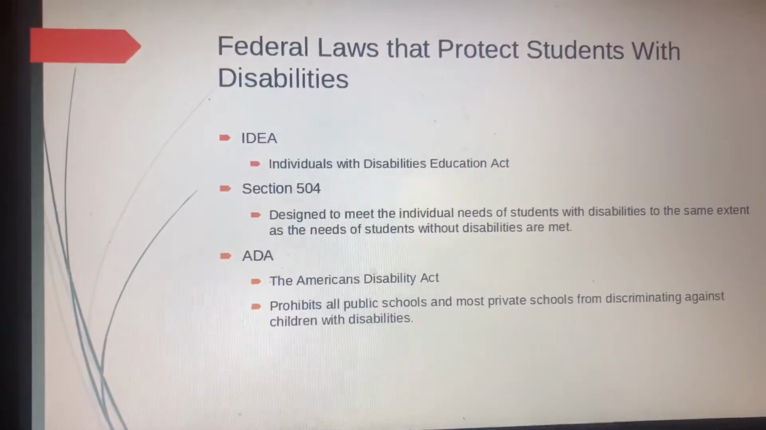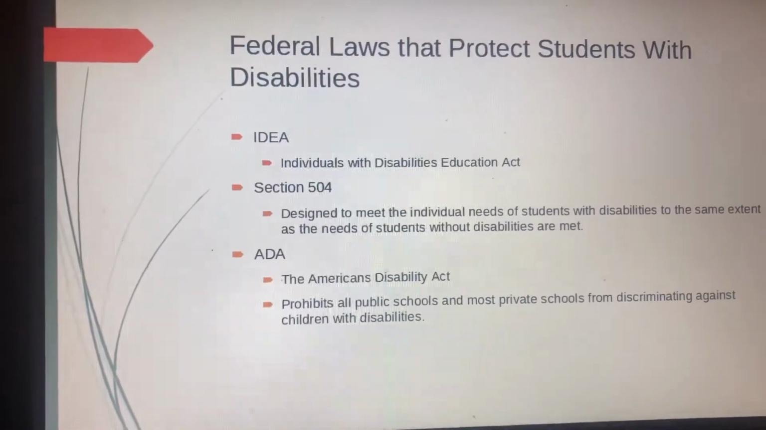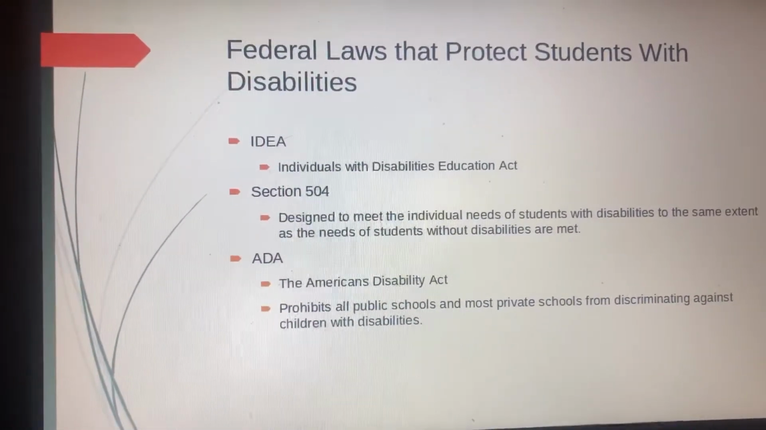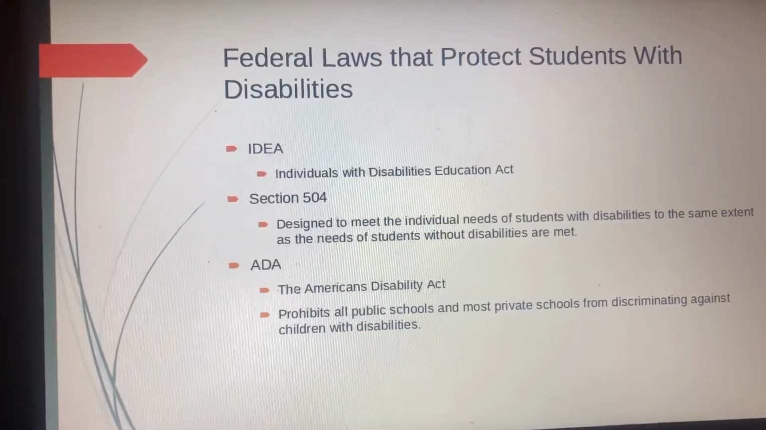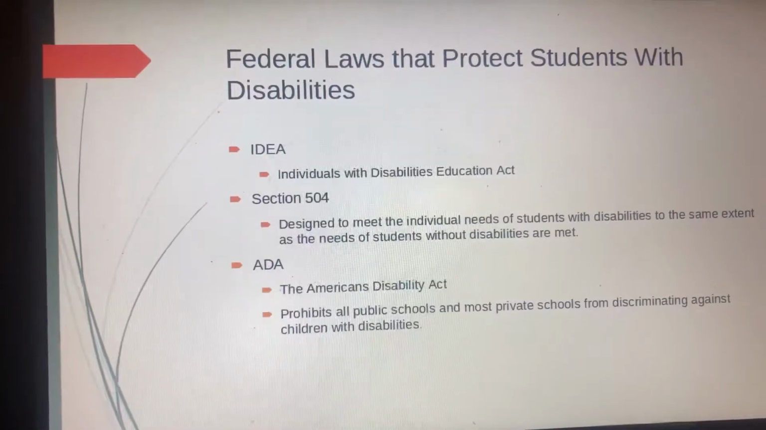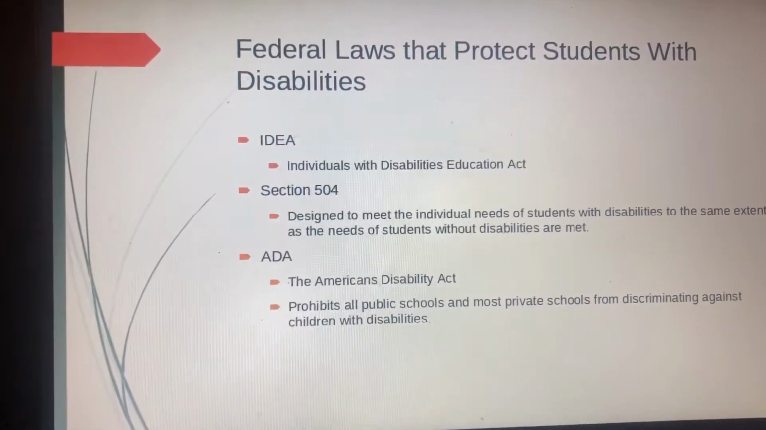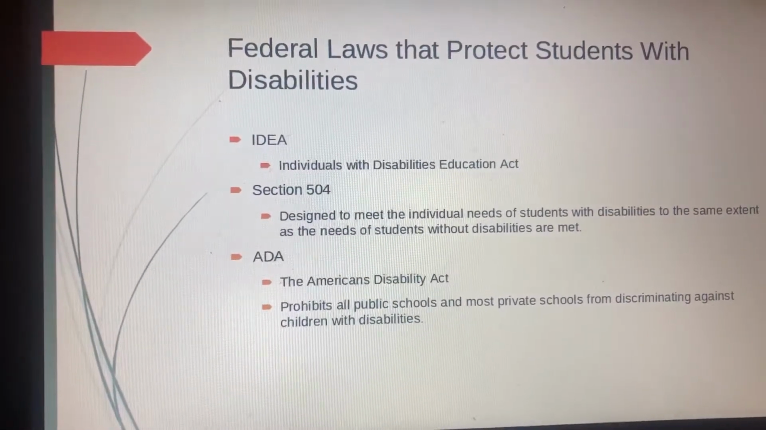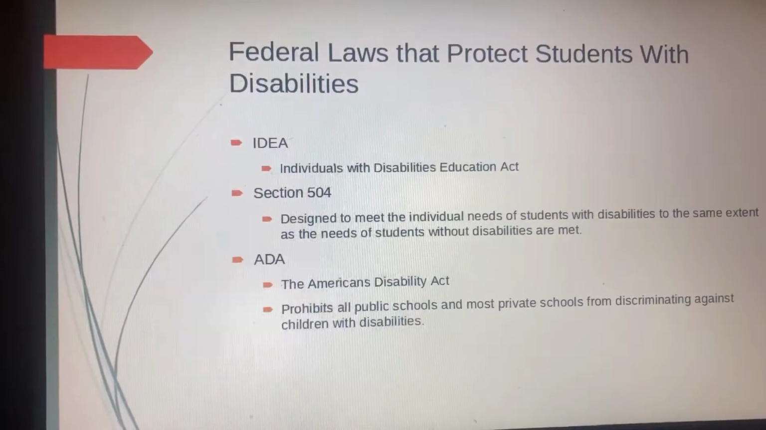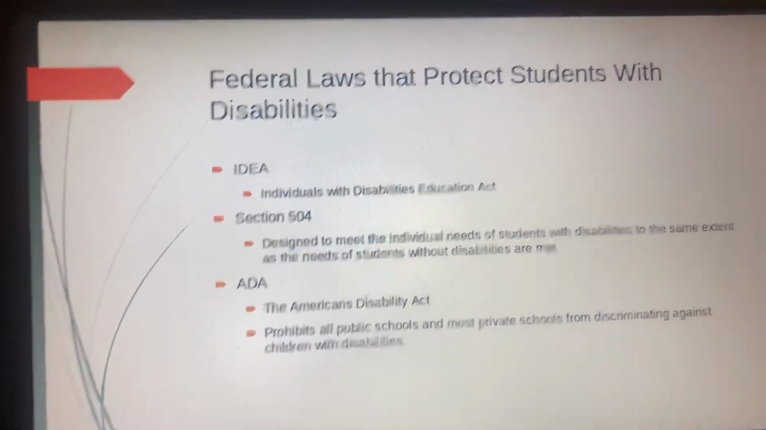So there are a few federal laws that protect students with disabilities. One is the IDEA, which is the Individuals with Disabilities Education Act. Section 504, which is designed to meet the individual needs of students with disabilities to the same extent as the needs of students without disabilities. And then the ADA, which is the Americans with Disabilities Act, which prohibits all public schools and most private schools from discriminating against children with disabilities.